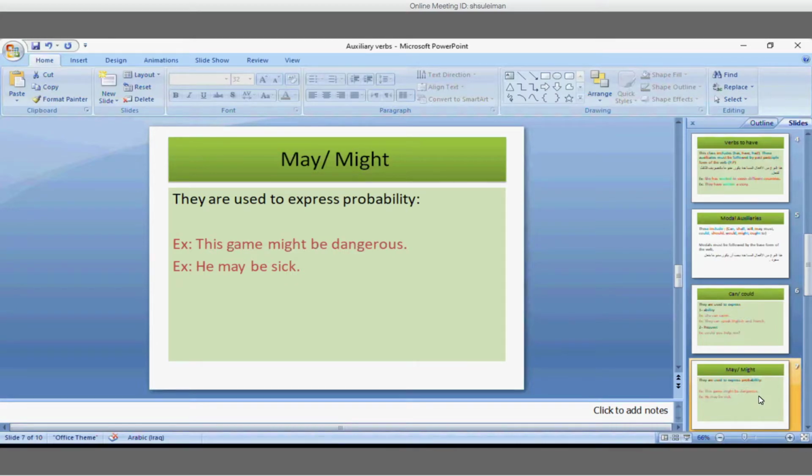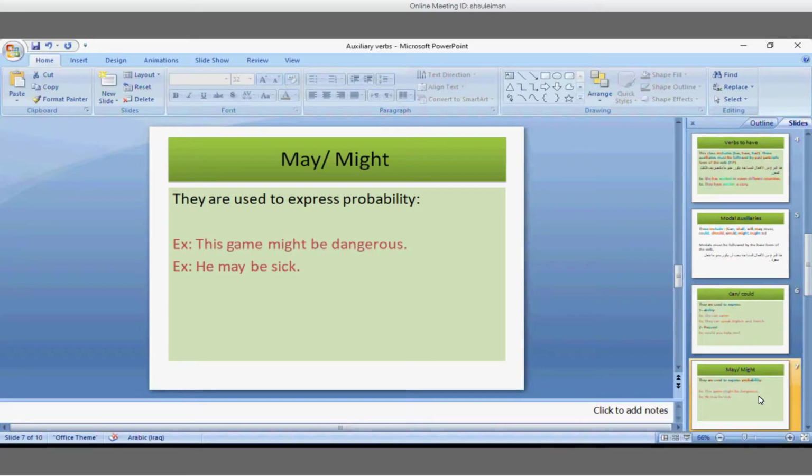The other type being may and might. هذا النوع الثاني من الأفعال auxiliary verbs. طبعا المay هي بالمضارع والماضيها might، يعني حسب زمن الجملة أستخدم هذه أو هذه. They are used to express a probability. May and might used to express possibility or probability.